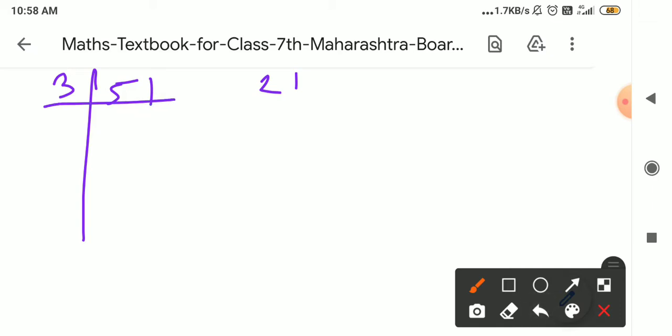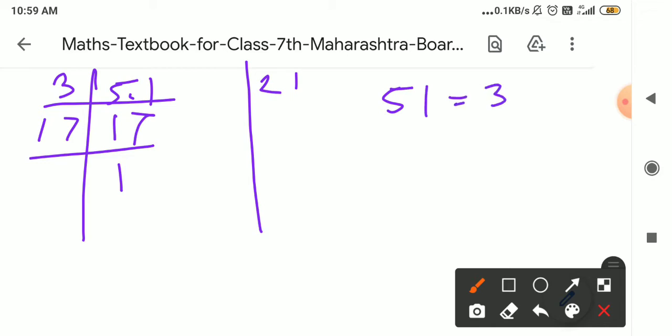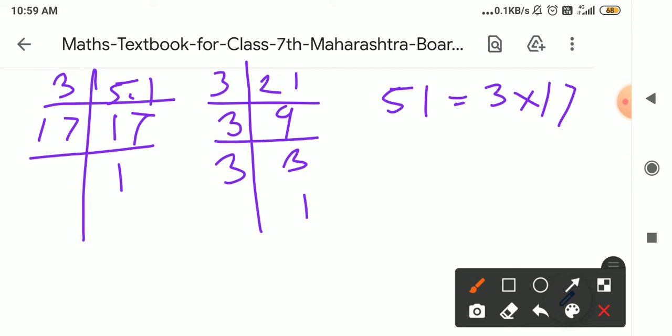Now 3 ones are 3, 5 minus 3 remains 2, so you take the 1 in front of it, and it is 17. 17 is a prime number, so 17 ones are 17. So the factors of 51 are 3 into 17. For 27, 3 nines are 27, 3 threes are 9, and 3 ones are 3, so its prime factors are 3 into 3 into 3.